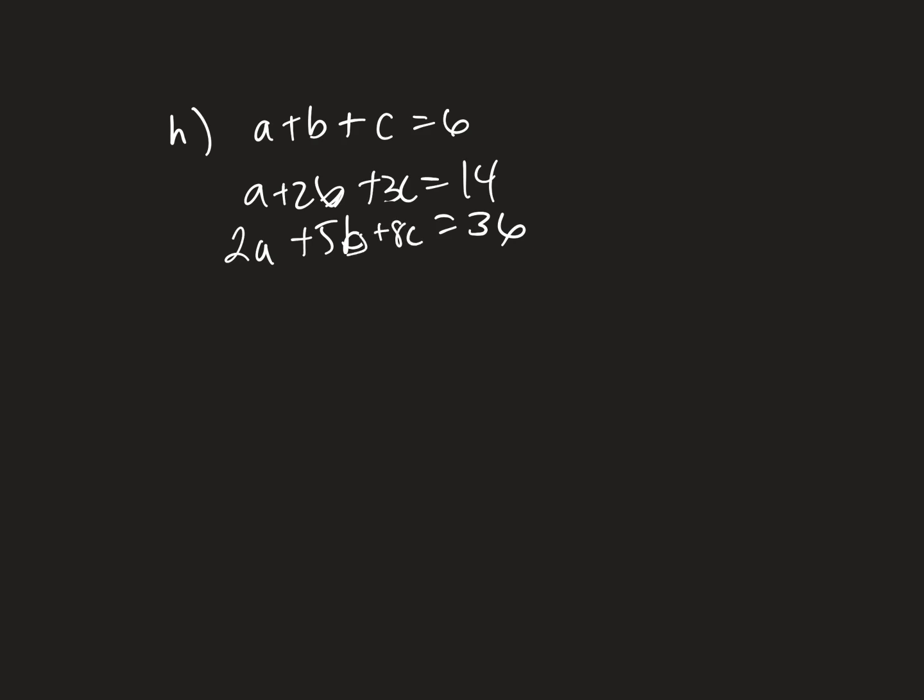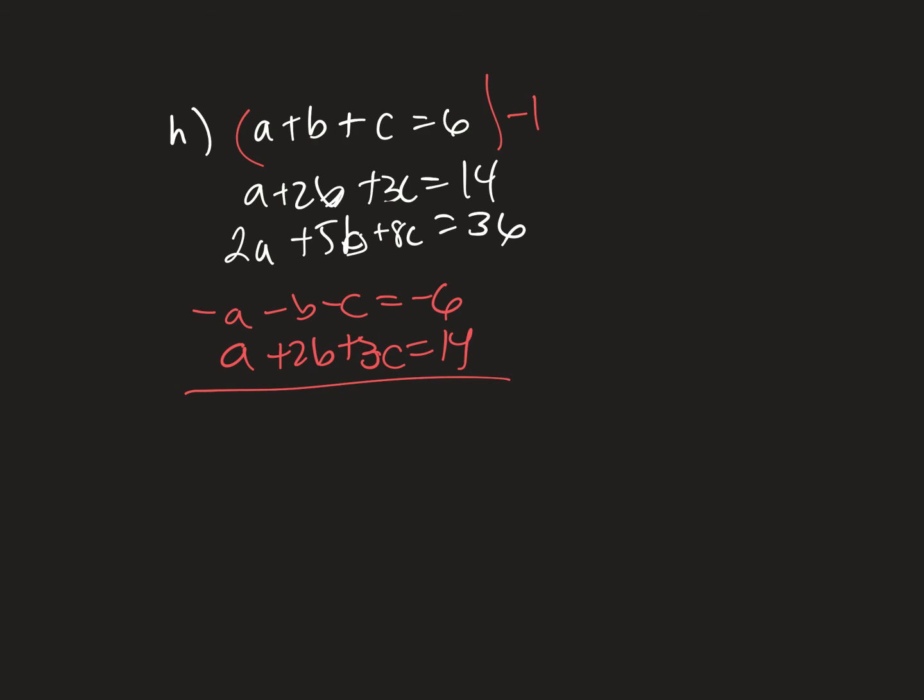Plus 8C. Okay, so the strategy always is to pick two equations, eliminate a variable, pick another two, and eliminate the same variable. I notice I've got A in 1 and 2, so let's eliminate A. I'm going to multiply the first equation by -1. So I've got -A minus B minus C equals -6, and I'm going to add that to the second equation. And when I do that, I get B plus 2C equals 8.